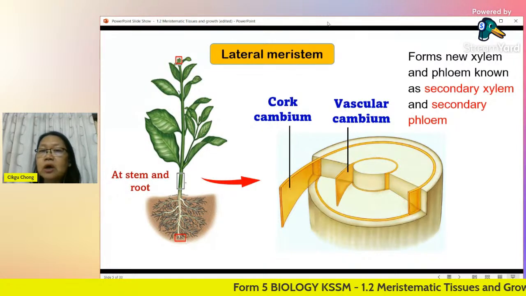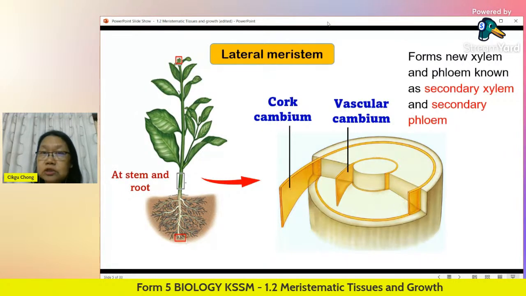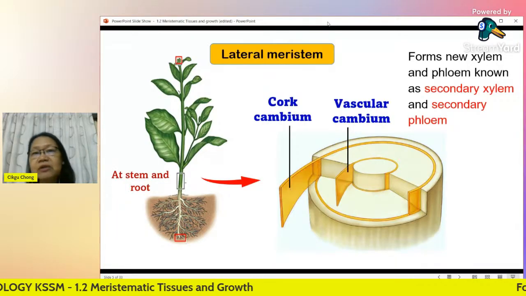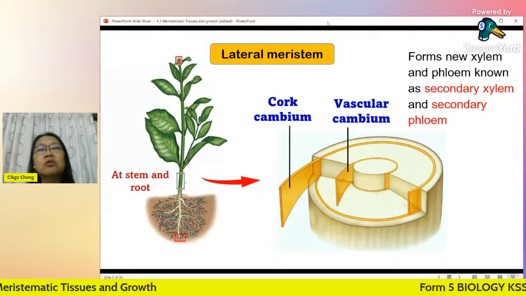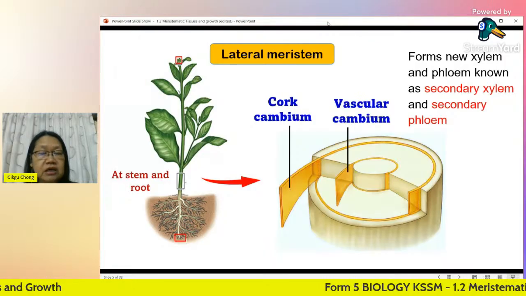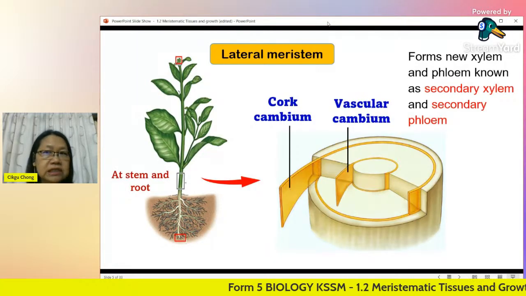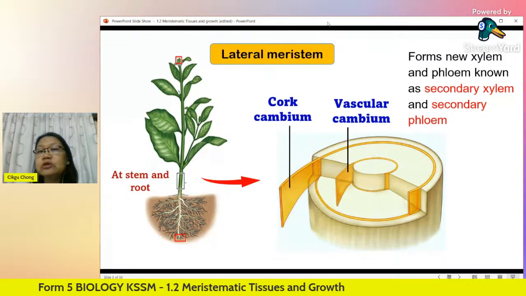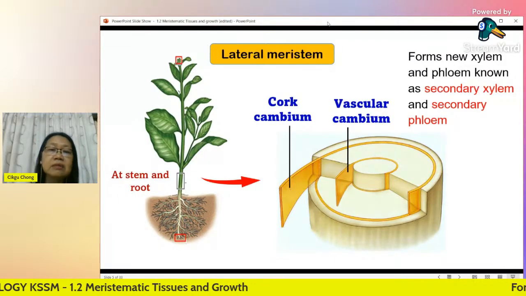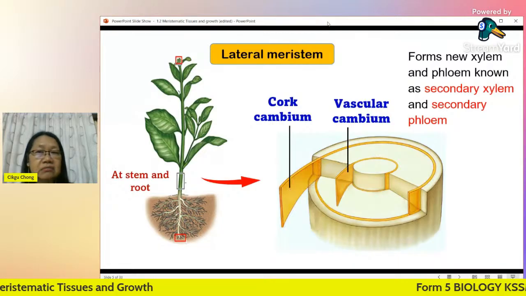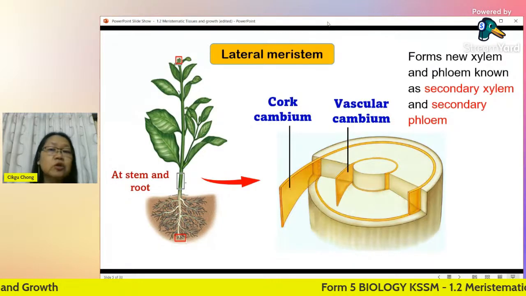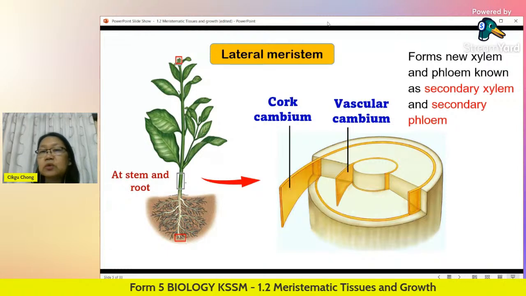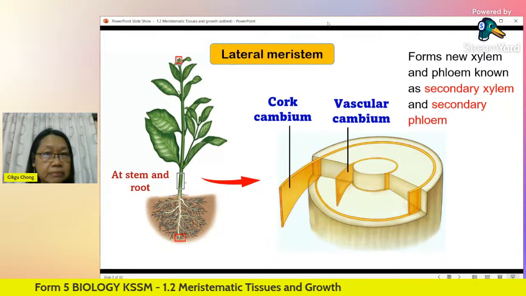Okay, that's important. When a plant grows, it has more demand for water. It has to transport water and food more efficiently. Therefore, they need to have more xylem tissues and also more phloem tissues. So these two cambium tissues make new xylem and new phloem, and they are known as secondary xylem and secondary phloem. Okay, later we will see where they are, and you must know how to label them.